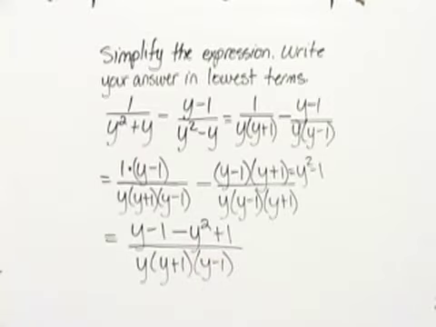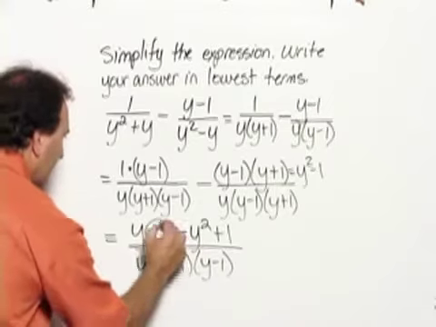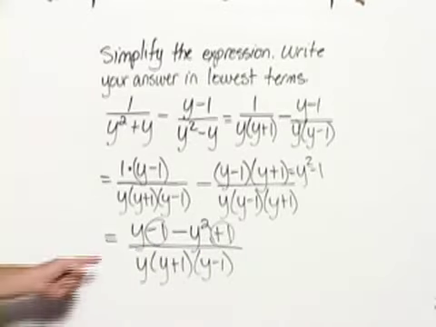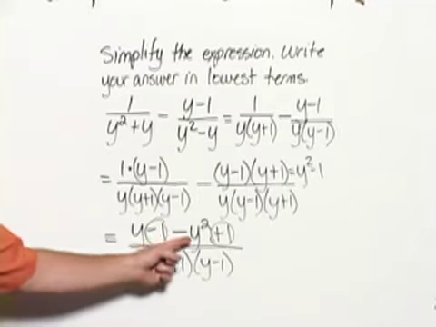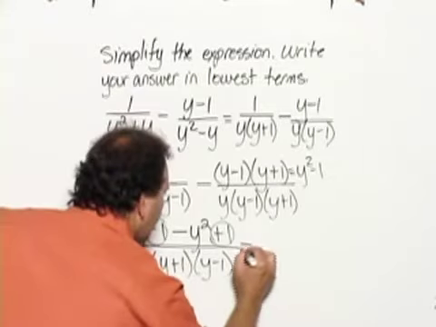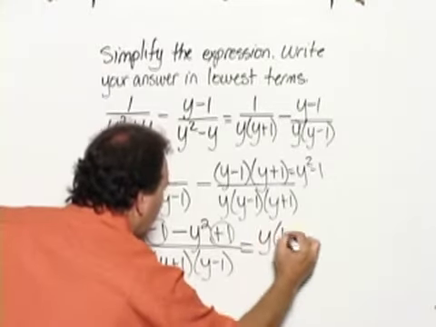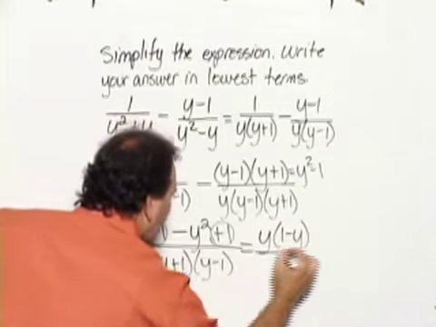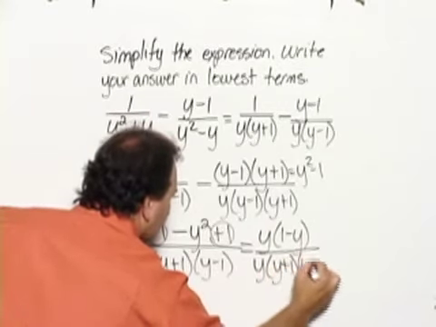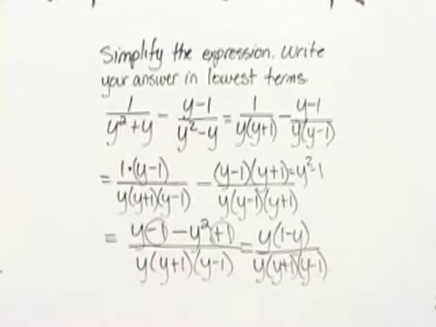Now, in the numerator, we have a negative 1 and a positive 1 that will add to 0. That leaves us with y minus y squared. We can factor a y from those. So this is equal to y times 1 minus y over y times 1 plus y times 1 minus y. Now we can keep going with this.